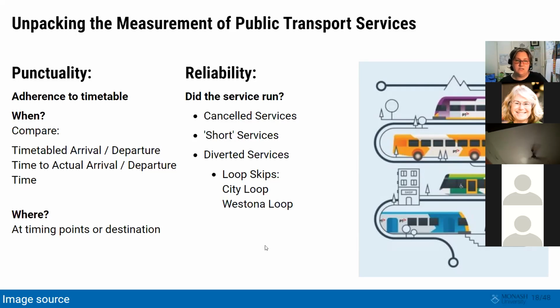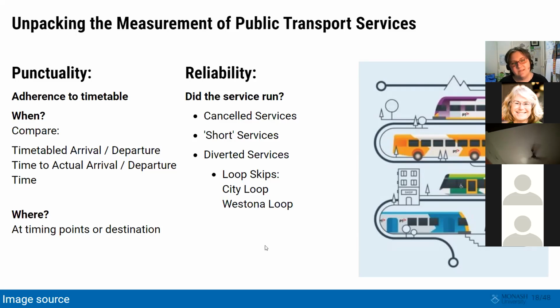So tram is measured at what's called timing points, not just the destination. You'll see that later on. The reliability is how many services are cancelled, but sometimes you might have a service which will do part of the trip, but then it will stop. Or it's a tram and there's a car crash on Collins Street and it has to go around a different way.